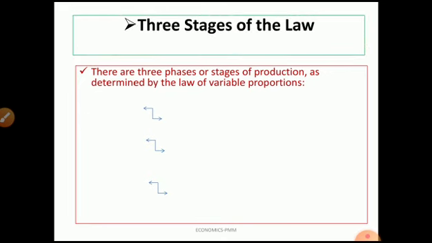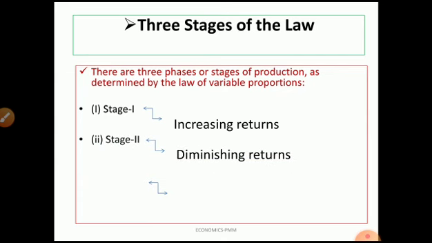If the producer is trying to expand production in the short run, he has to face three stages of the law. The first stage is increasing returns, the second is diminishing returns, and the third is negative returns. Now we'll see why the producer is going to face these three stages of production.